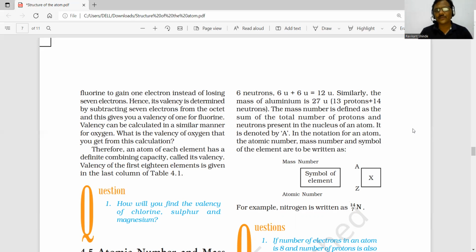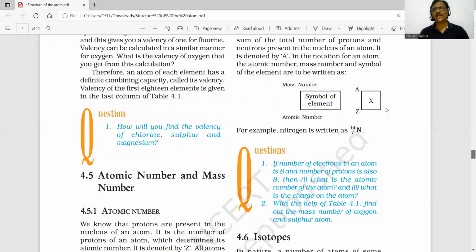So how do we represent an atom? Any atom can be represented in this way. Look at the atom symbol. X is any atom. On the top, A is shown, and as a subscript, Z is shown. Z is what? Atomic number. A is atomic mass. And X is any element. Let's move on to the small terminology.